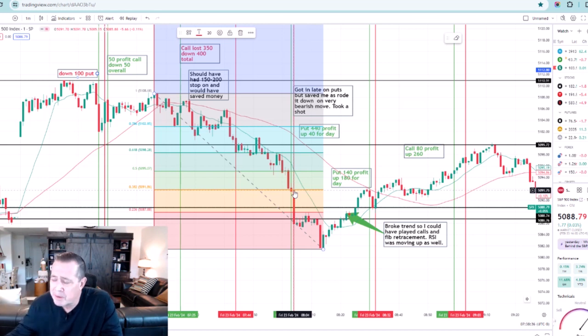But notice, if I would have followed my rules, I would have had a stop on here and would have lost only $150 to $200. And if I had the right strategies here, according to my rules, I would have done better as well. But hey, I'm learning and kind of experimenting with this. But the discipline, I think, will help me next week.